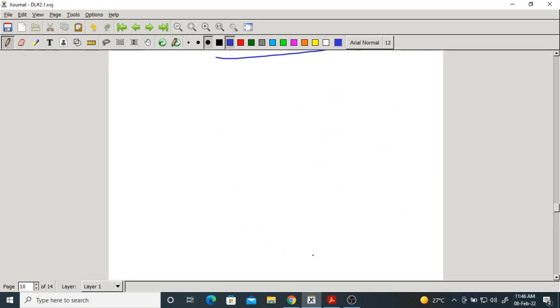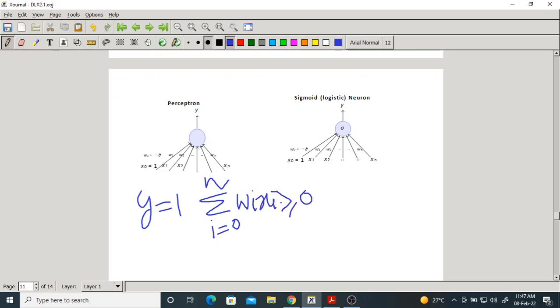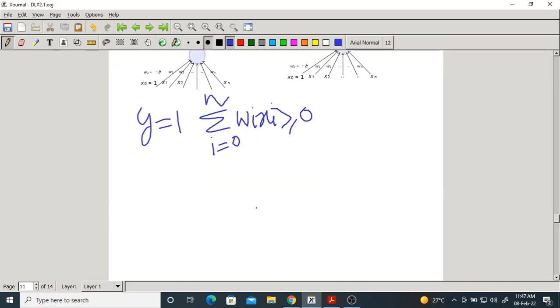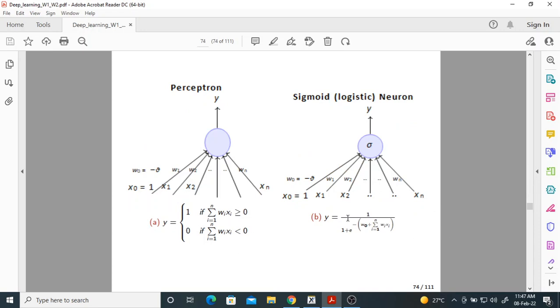So what is the difference here? We only deal with the weighted sum. y equals 1 if the weighted sum, sum over i equals 0 to n of omega i x i, is greater than or equal to 0. Output is 0 otherwise. This is the perceptron. And this is the sigmoid or logistic neuron, which uses a logistic function. Now y is a real value between 0 and 1.